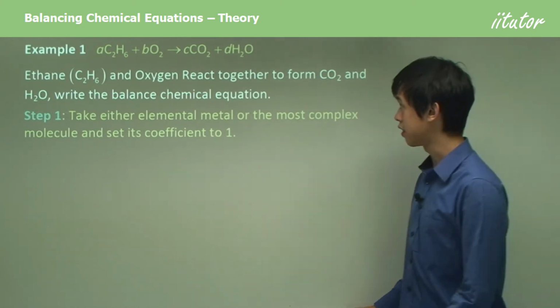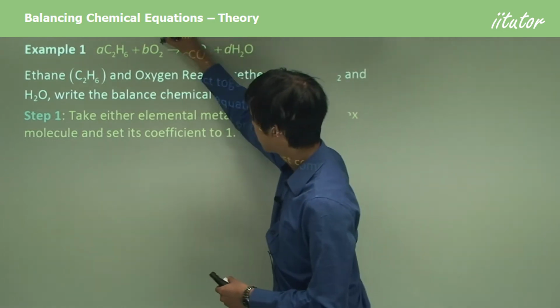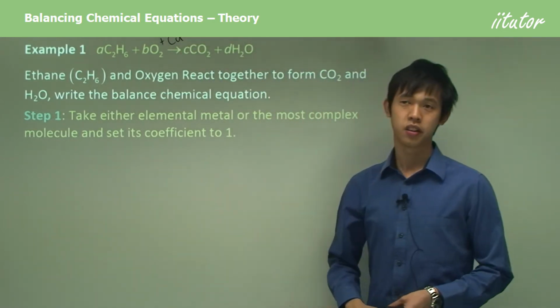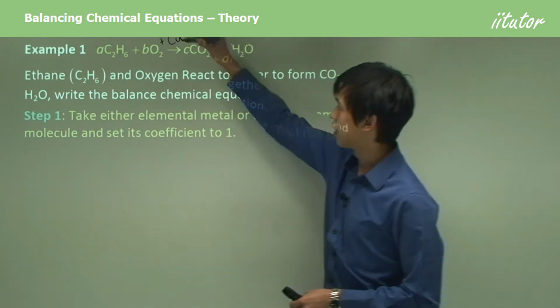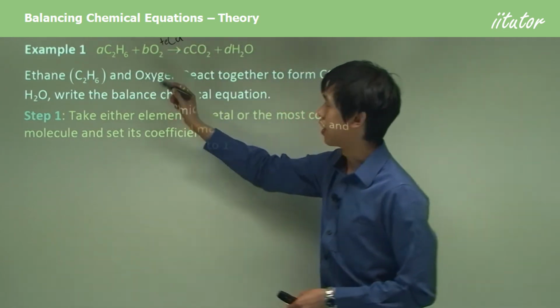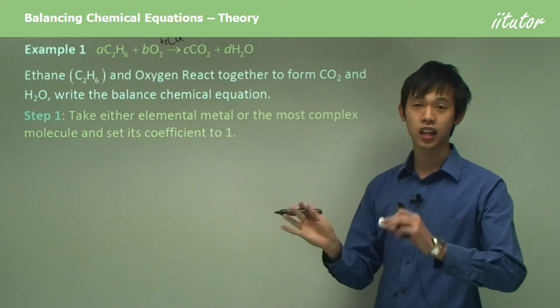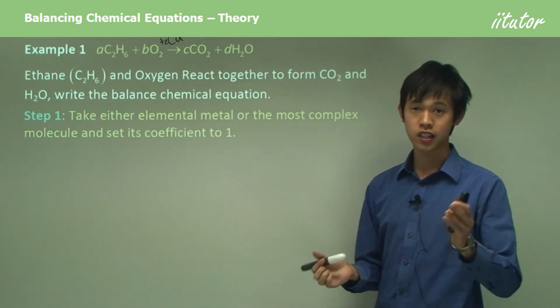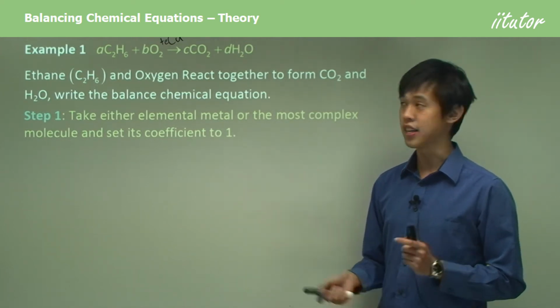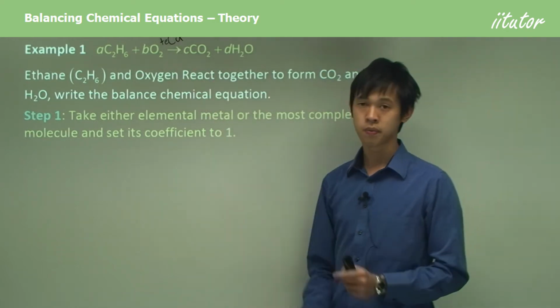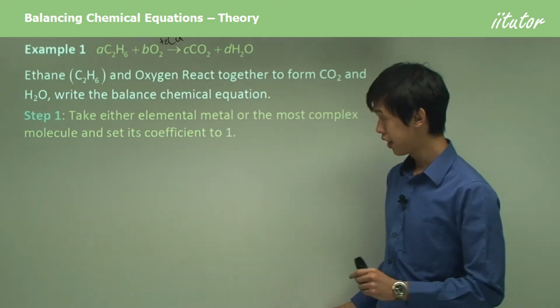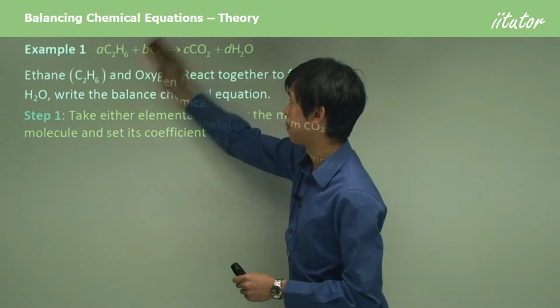So if I saw like a Cu here, okay, if that was our actual equation, and there'd be like an E here, then E would be 1. That's what the first step means. Just take any elemental metal, just the first elemental metal that you can find, and set its coefficient, E, to 1. Now, obviously this one doesn't have any metals in it.